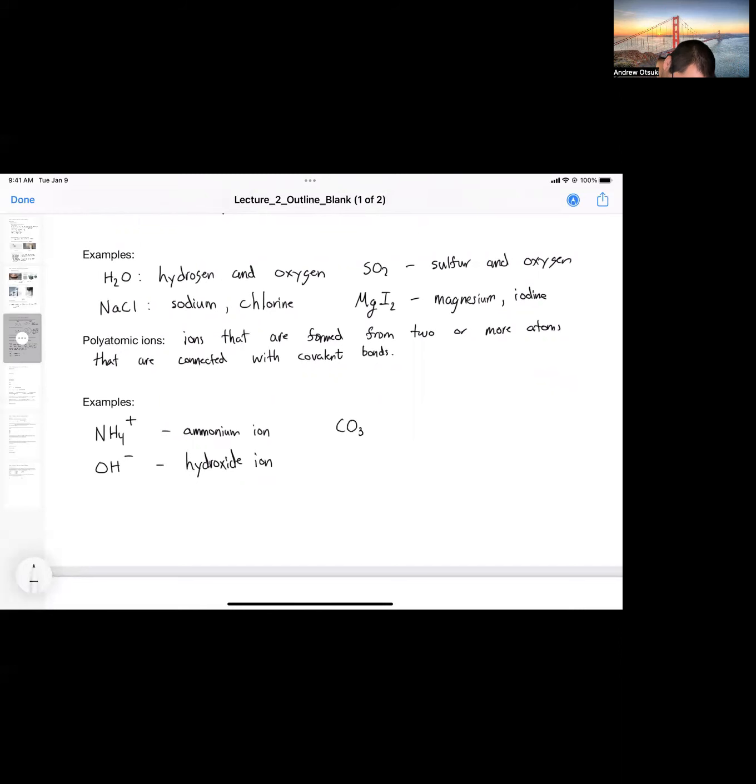Then we have some more complicated ones. CO3 2 minus, carbonate ion. This is the carbonate ion. So when we name ions, we just name the name of the structure and then the word ion at the end. So carbonate ion right there. And then one last one, phosphates. So PO4 3 minus.